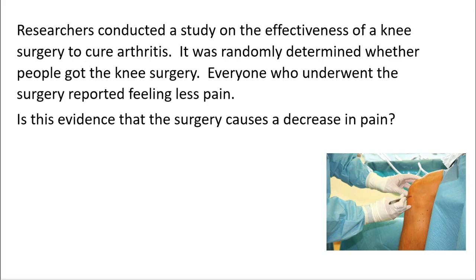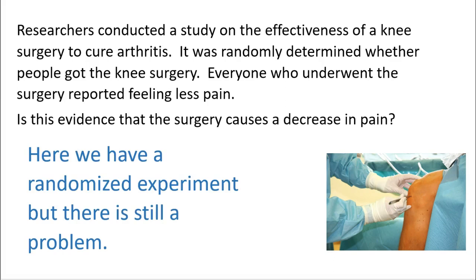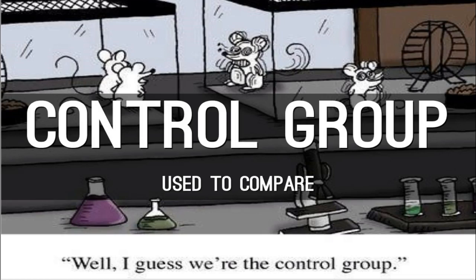Well, to answer this question, we need to know about what is known as a control. When determining whether a treatment is effective, it's important to have a comparison group known as a control. In terms of the knee surgery example, it's not enough to know that the surgery group improved. We need to compare them to a control. So here we have a randomized experiment, but there's still a problem. And the problem is that there is no control group.